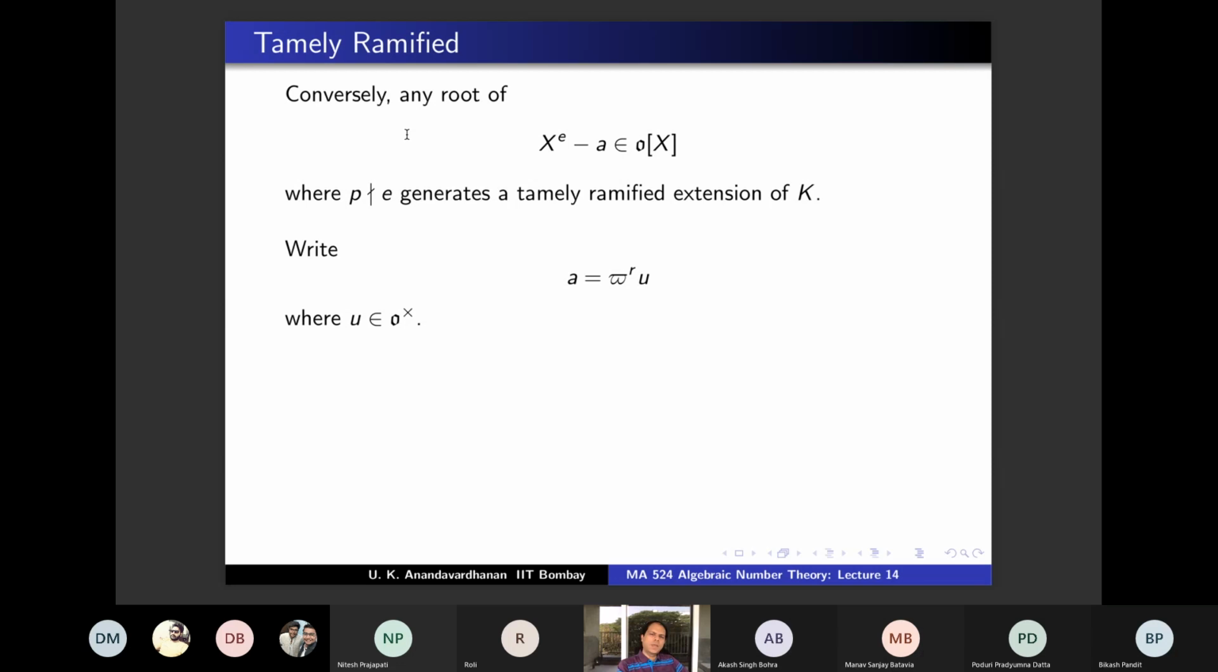So write A, which is in O, so it can be written as some power of the uniformizing element times a unit in O star, and let alpha be any root of this polynomial x power e minus a.